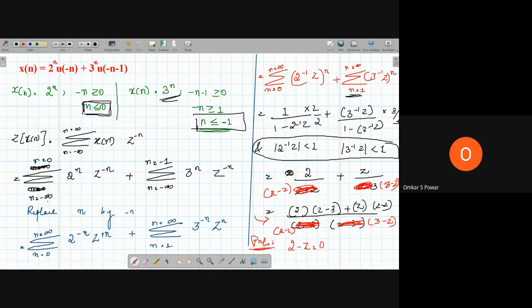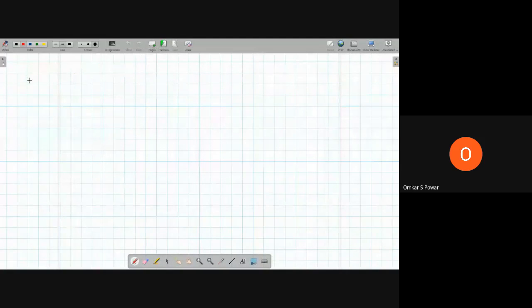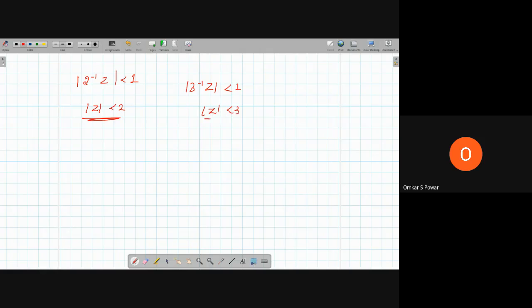So 2 minus z is equal to 0. So we get z is equal to 2, and 3 minus z is equal to 0. We get z is equal to 3. So these are the two poles. So now to plot the ROC, we have to use these two conditions. So I will go to this next page and I will solve there so that it will be easy for you to refer. So what are the two conditions we have got? 2 to the power of minus 1 mod z is less than 1, and 3 to the power of minus 1 mod z is less than 1. So mod z is less than 2 here, and here you will get mod z less than 3.